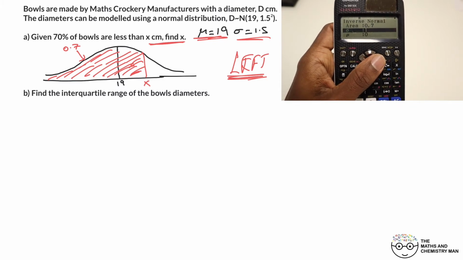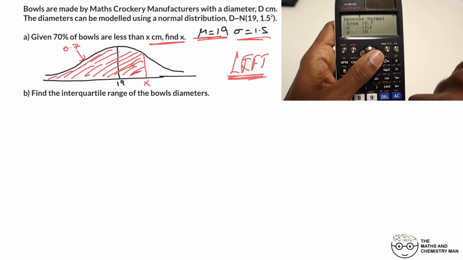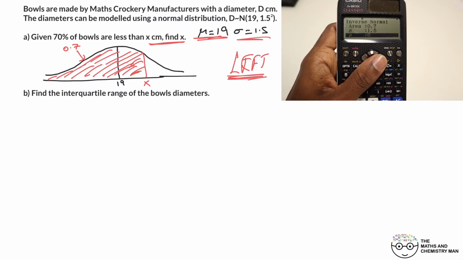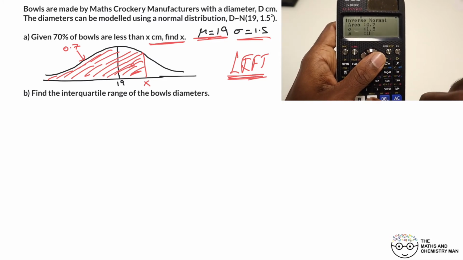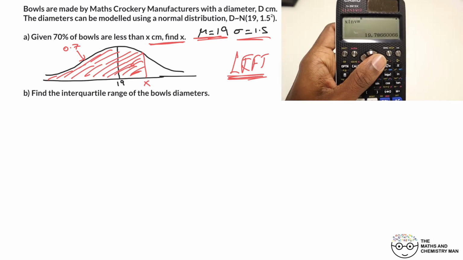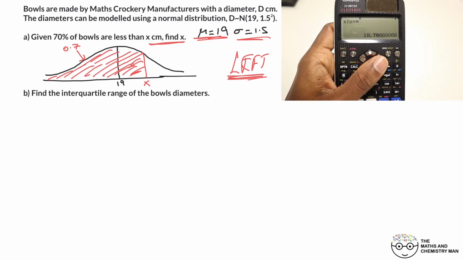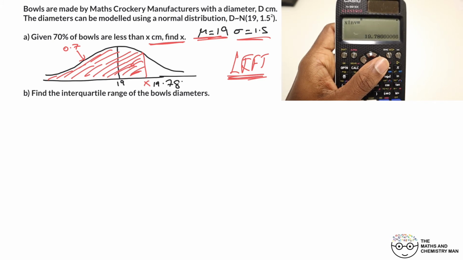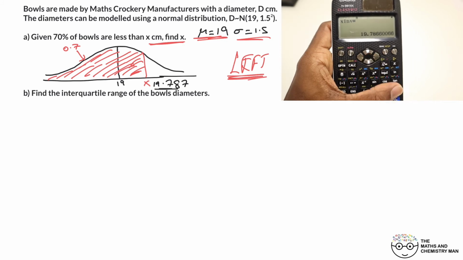The standard deviation is 1.5 for our distribution, so let's get 1.5 into there. And the mean is 19, so let's enter 19 as our mean. And there we go. That gives us what x is straight away. So x is 19.787. There we go. So that's that bit done.